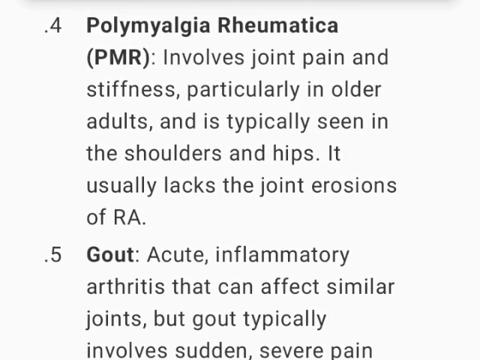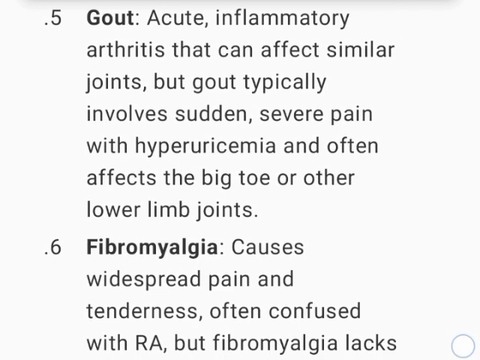4. Polymyalgia rheumatica, PMR, involves joint pain and stiffness, particularly in older adults, and is typically seen in the shoulders and hips. It usually lacks the joint erosions of RA. 5. Gout. Acute inflammatory arthritis that can affect similar joints, but gout typically involves sudden severe pain with hyperuricemia and often affects the big toe or other lower limb joints.